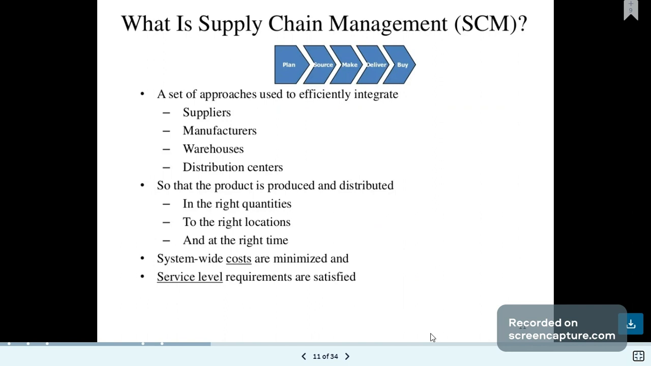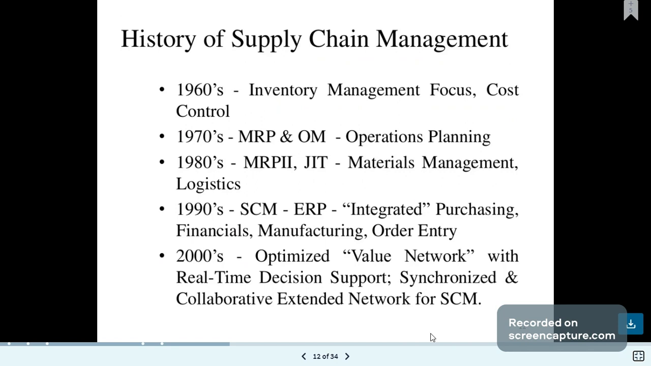System-wide cost is minimized and service level requirements are satisfied. History of supply chain management: in the 1960s, inventory management focused on cost control. In the 1970s, MRP and operations planning. In the 1980s, MRP II, material management and logistics. In the 1990s, SCM and ERP integration: purchasing, financial, manufacturing, order entry. In 2000, optimize the value network with real-time decision support, synchronized and collaborating in an extended network for SCM.